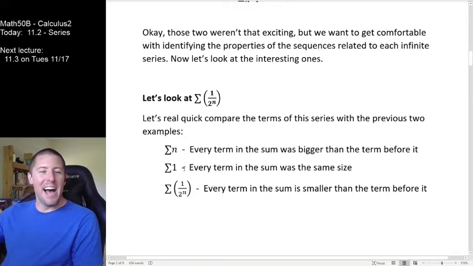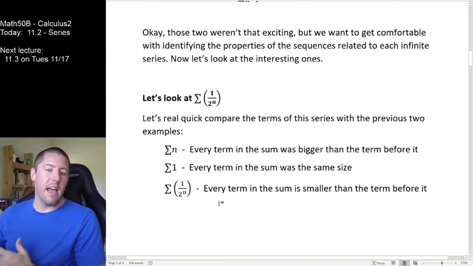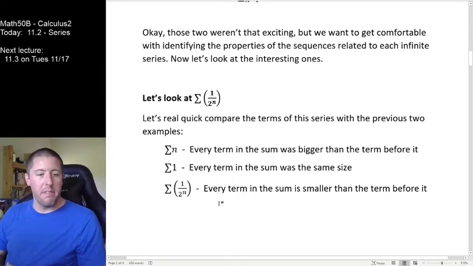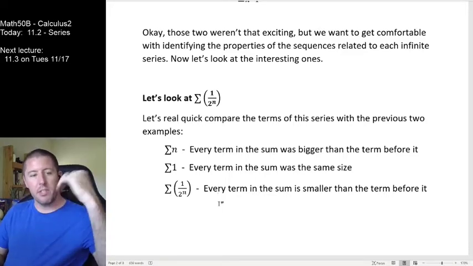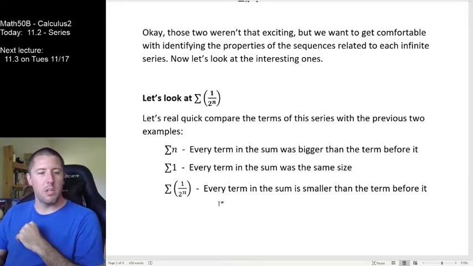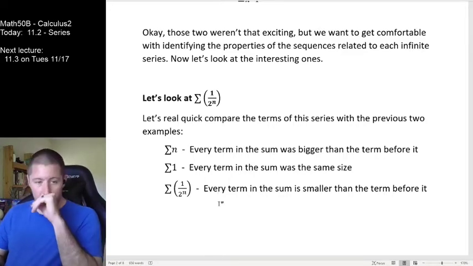Exactly. Yep. When we summed the 1, every term in the sum stayed the same size, but we still diverged off to infinity. In our newest example now, we're going to see that every term in the sum is getting smaller than the previous term, right? We're going to see 1 over 2, then 1 over 4, then 1 over 8, then 1 over 16. They're going to keep on getting smaller than the terms that had come before them so far.